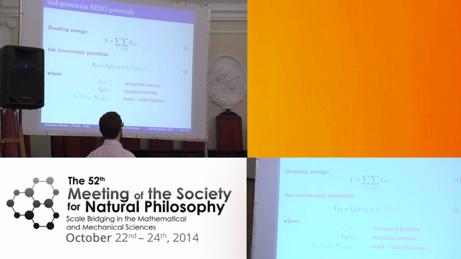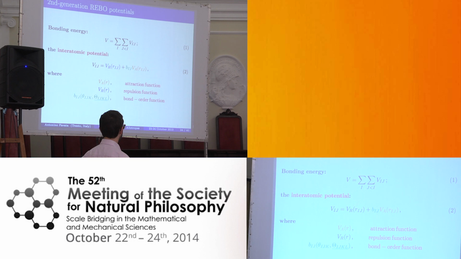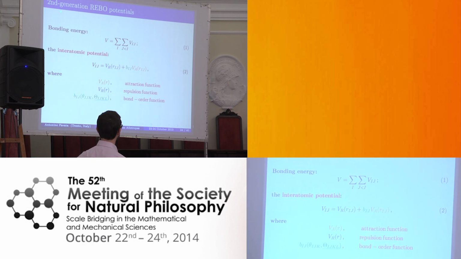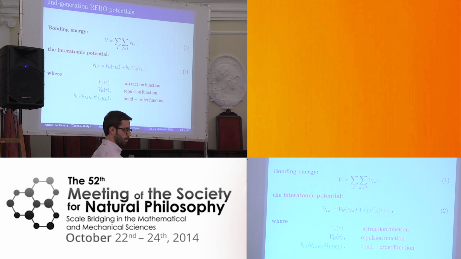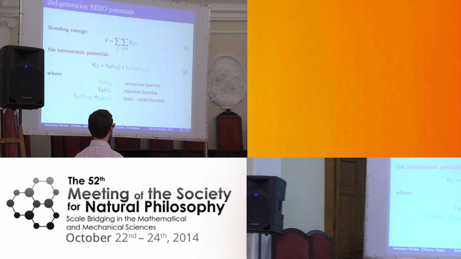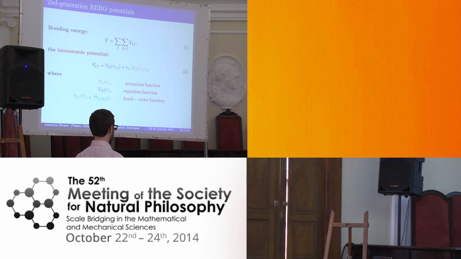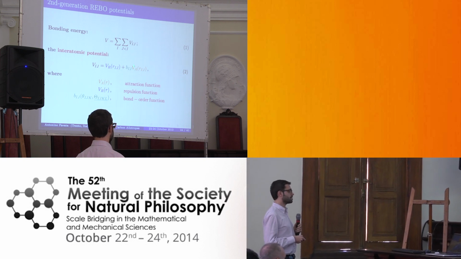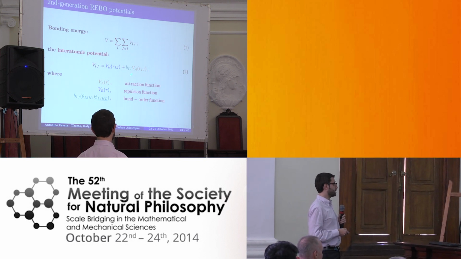Now we have to choose a potential. This potential is the so-called second generation Brenner potential. It looks like this. So there's a part which is an attraction function and a repulsion function. These two depend on the length of the bond, and there's a bond order function depending on the angle and on the dihedral angles. So the dependence on the angles is inside this term here.